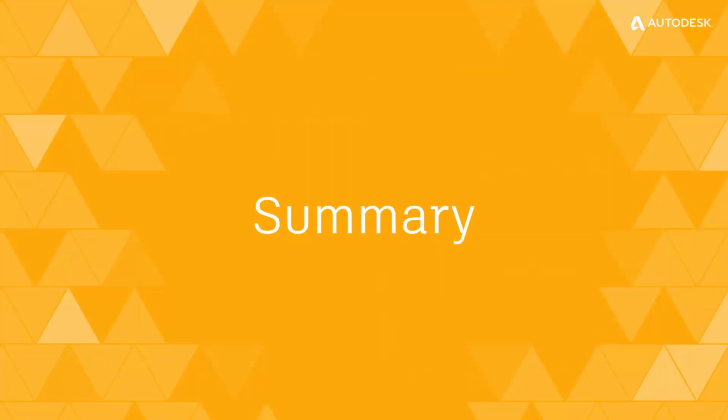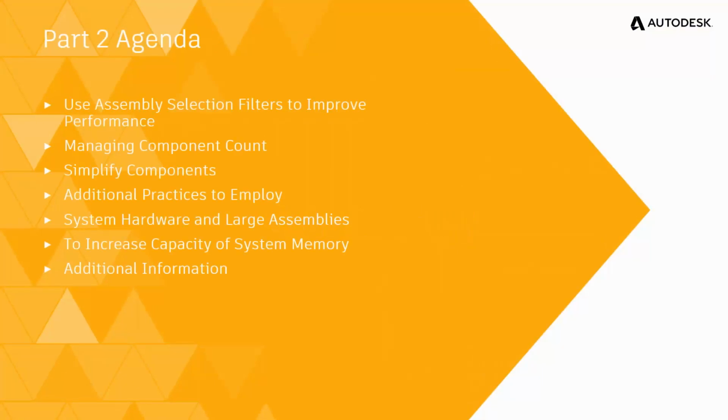So a quick summary. Today we've talked about a range of different techniques and workflows that can help improve your performance when working on large assemblies, from working with selection filters to trying to minimize component count, how you can simplify your designs, and additional practices that you can employ, right through to then talking a little bit about your system hardware and the impact that it has on large assemblies, and then some workflows that can help you increase the capacity of your system memory when working in general in the software, but also on parts, assemblies, and drawings. We've also pointed you through to some additional information.